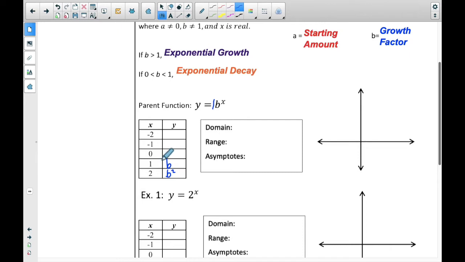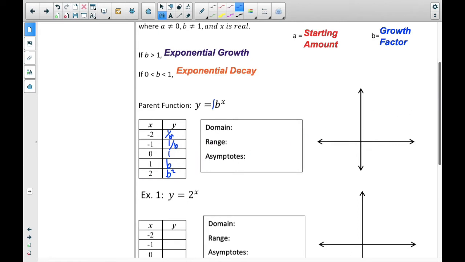Now, anything to the 0 power. What is anything to the 0 power? Well, anything to the 0 power is 1. All right, what do we do with negative exponents? If I had a -1 over here or a -2 over here, what does that do to it? Well, the negative, remember, gives us a reciprocal. So if it's a -1, it's 1 over b. And if it's -2, it's 1 over b squared. And so that is our table of values.